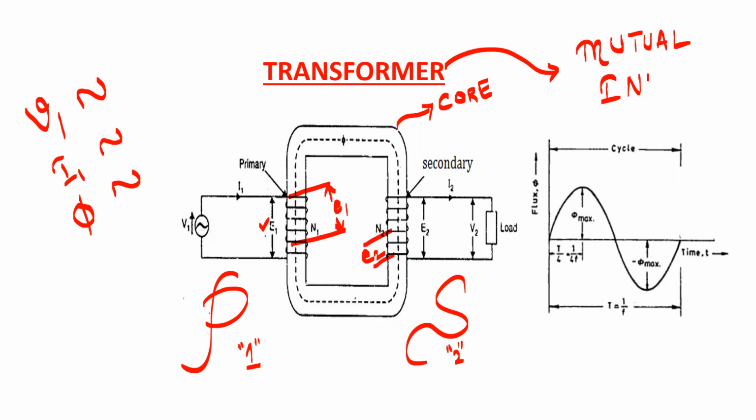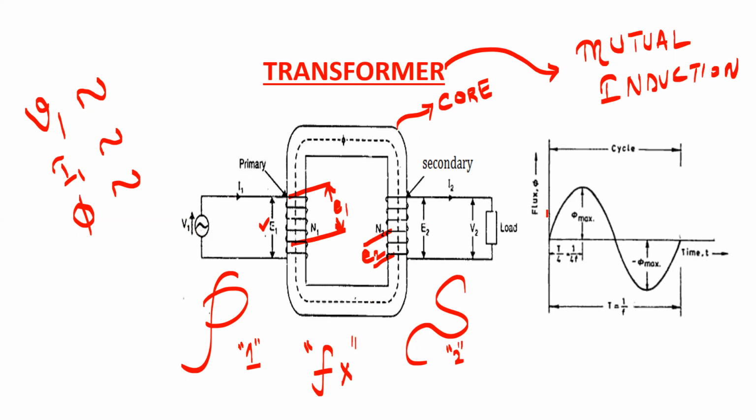And don't forget this: the entire power transfers from one side to the other without change in frequency. A transformer is a static device which transfers energy or power from one circuit to another circuit without change in frequency. This may be called the transformer's basic rule.